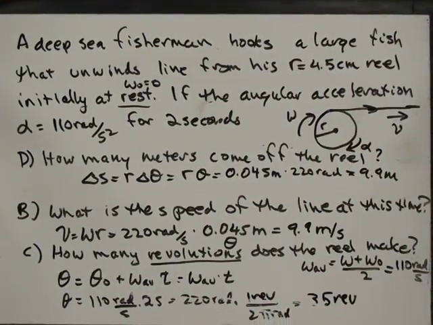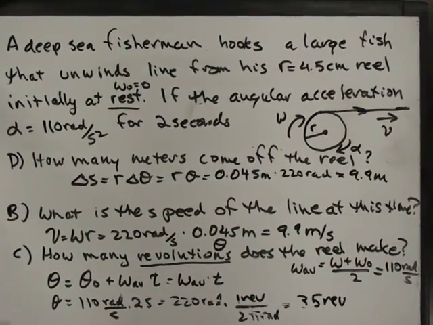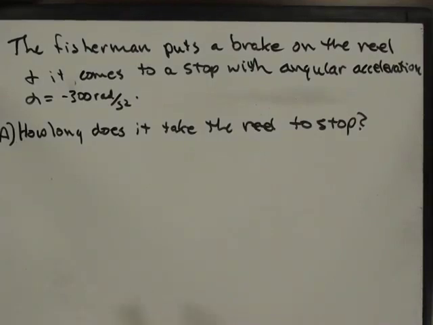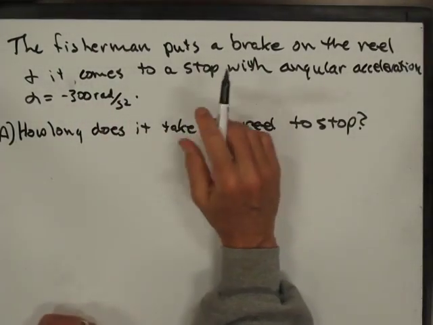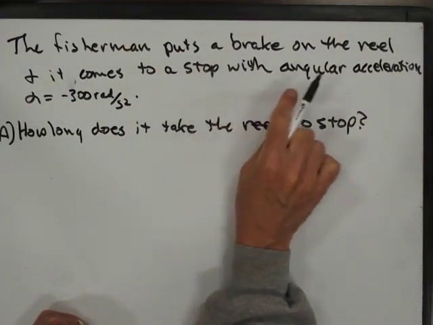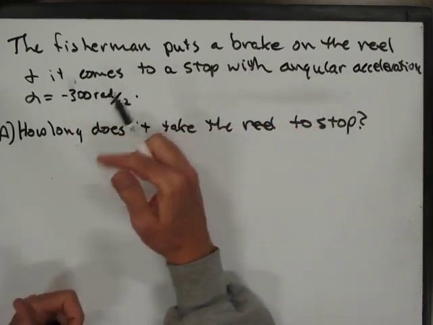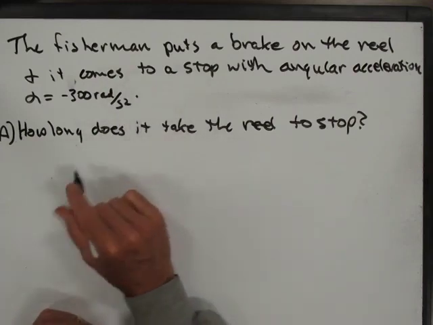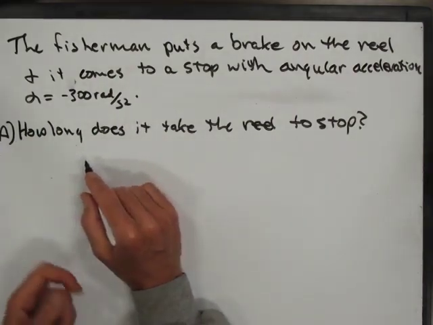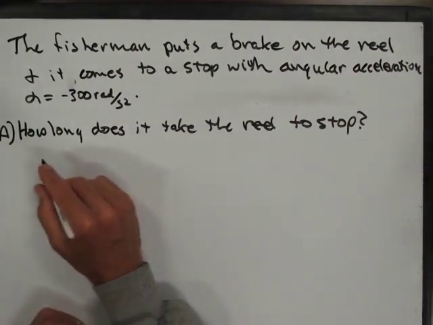I don't know if I had all of that on there, but okay. So continuing the fisherman problem, the fisherman puts a brake on the reel and brings it to a stop with an angular acceleration of negative 300 radians per second squared. In other words, it's slowing it down rather than speeding it up. Its change in velocity is in the opposite direction.